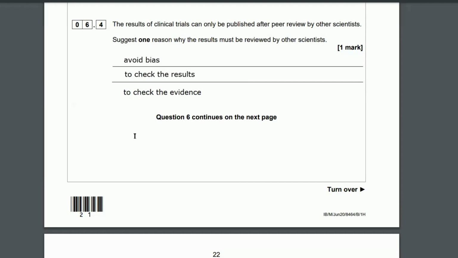If you say I've got the cure for cancer, maybe you just want to make a load of money and you're kind of lying about your results. Other people need to check, are your results true? Can they repeat? Is your experiment repeatable? So that's why other scientists will do it, to see if it's repeatable and they can get the same results. And that avoids any bias. People are influenced by money and other agendas.